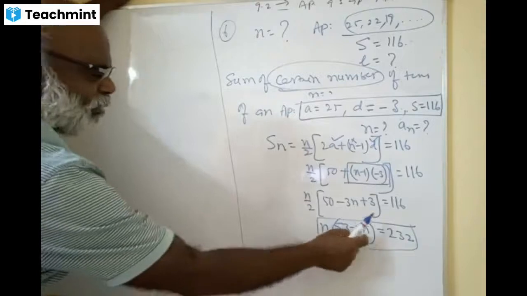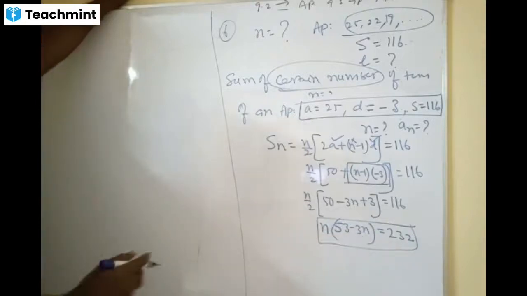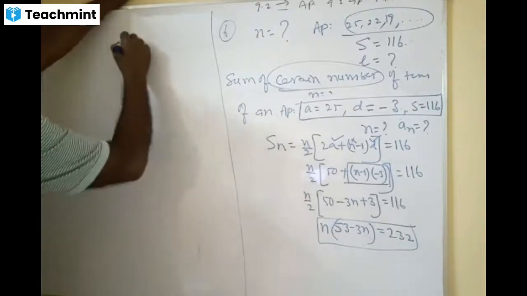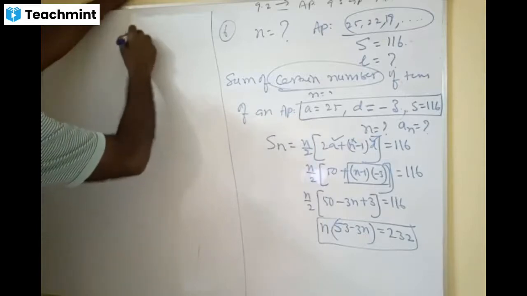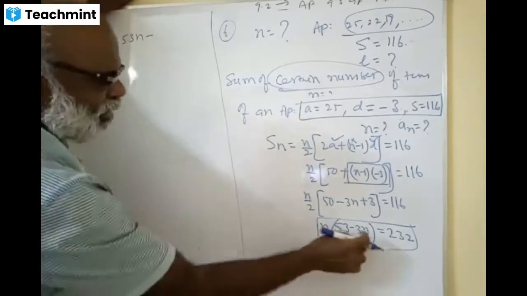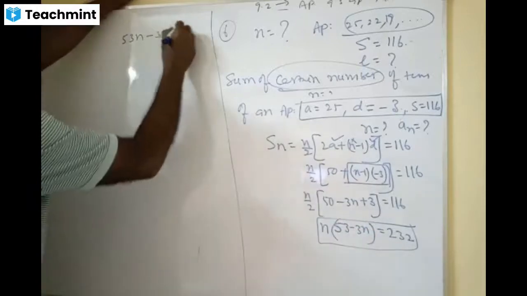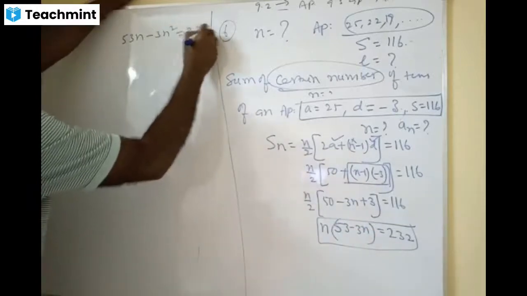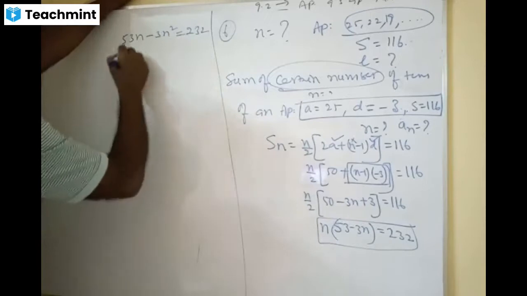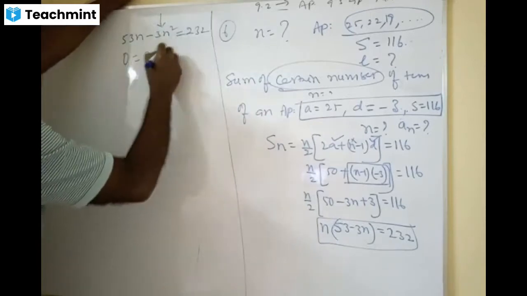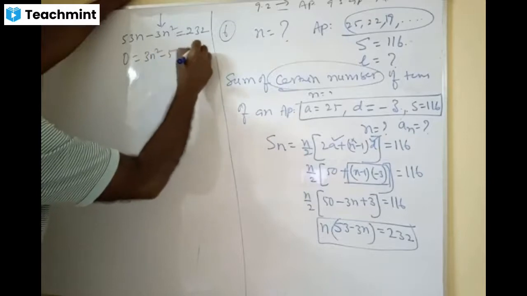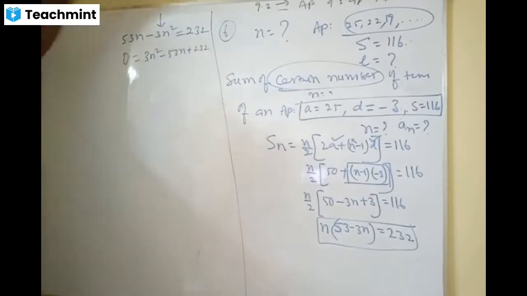n into (53 minus 3n) is a quadratic, please. I will tell you the shortcut also without the quadratic. First, let us do the quadratic. So 53n minus 3n square is 232. I will take everything to the other side: 3n square minus 53n plus 232 equals 0. Is it all right?